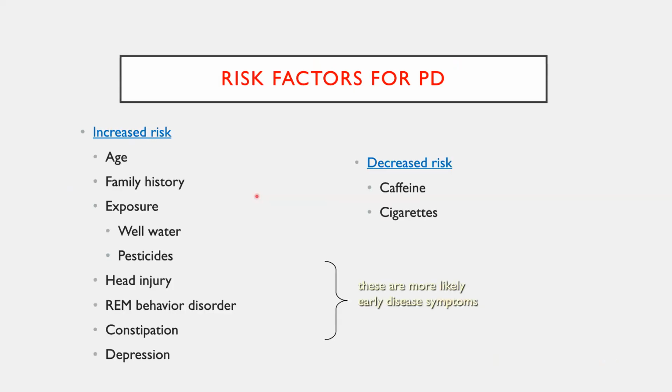So these are the risk factors: age, family history, pesticides, head injury, REM behavioral disorders, constipation, depression. These patients are most likely to develop Parkinsonism in the future. As the textbook says, caffeine and cigarette smoking have a decreased risk but should not be used as therapeutic. Just remember that most of the studies show caffeine intake and cigarette smoking will decrease the Parkinson's disease risk. Okay.